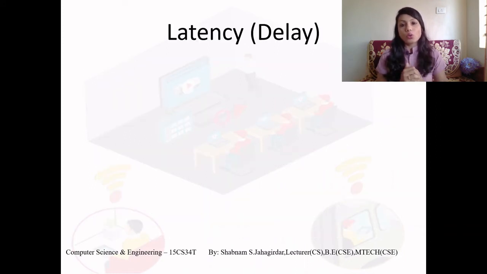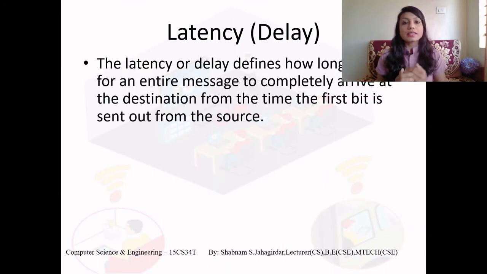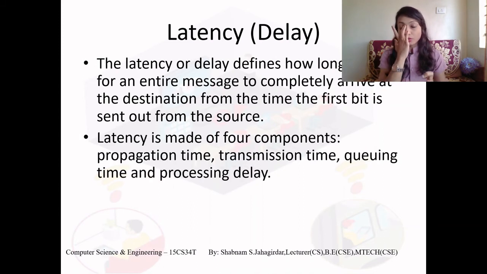Next comes latency, also known as delay. Latency defines how long it takes for an entire message, because the message is going bit by bit, to completely arrive at the destination from the time the first bit is sent out of the source. So latency tells you how much time is required for a complete message to travel from source to destination. It is made up of 4 components: propagation time, transmission time, queuing time, and processing delay.